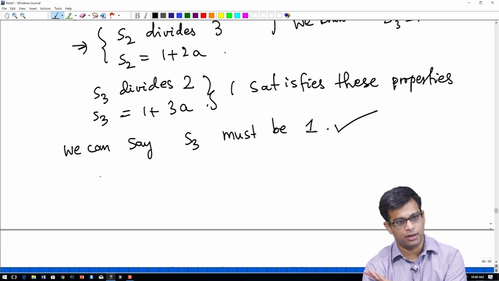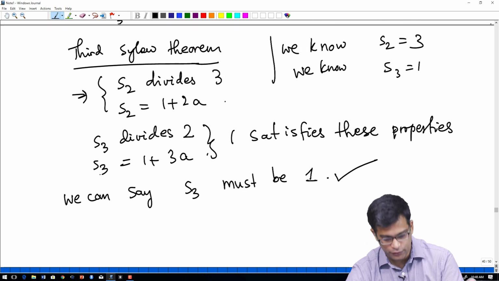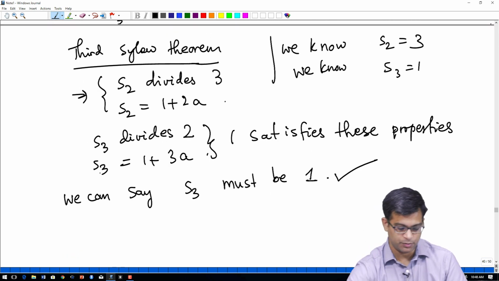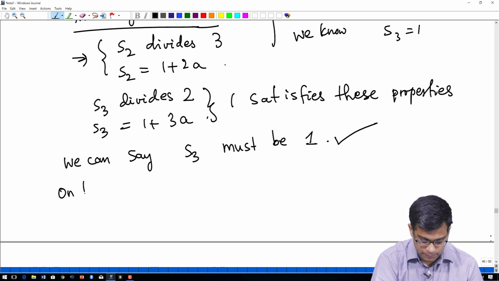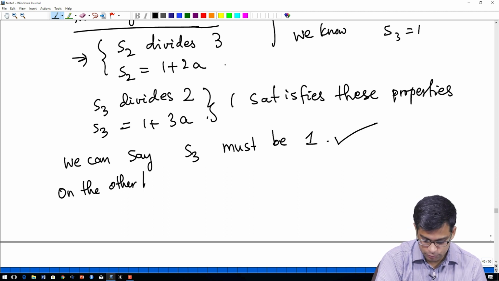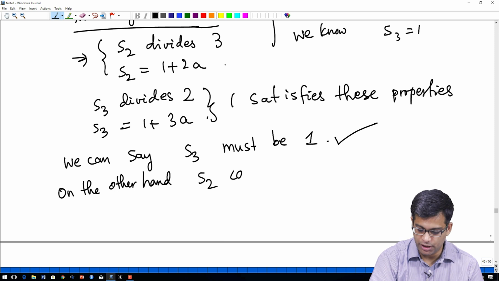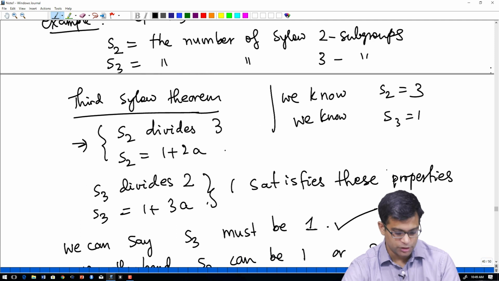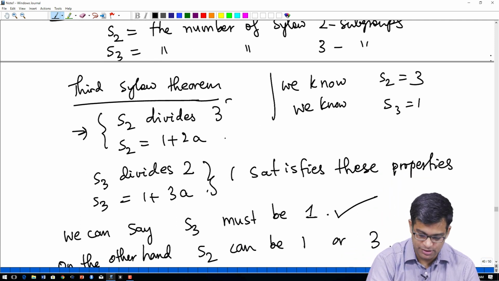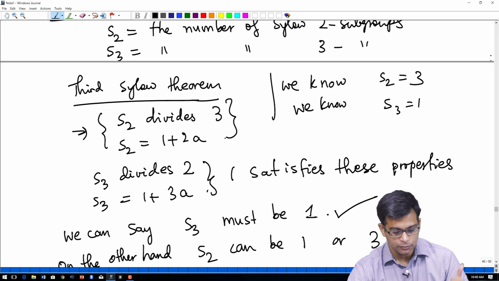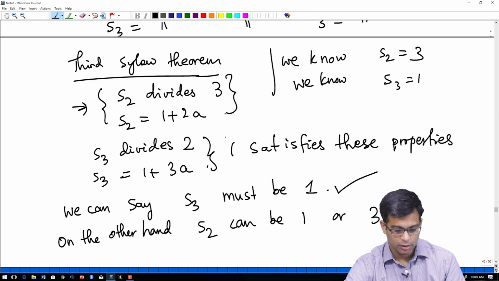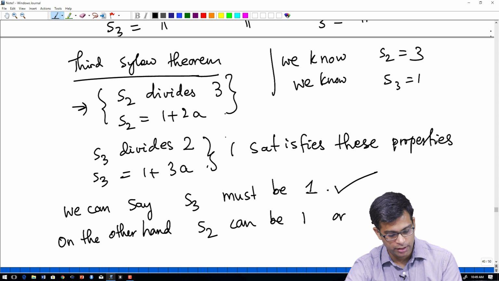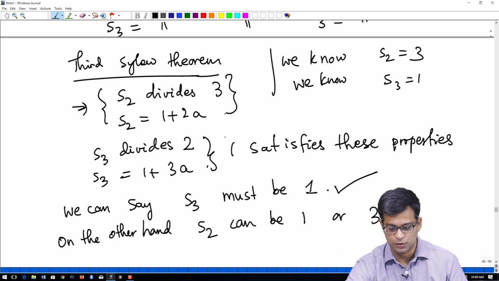This holds immediately no matter what the group is, even if you did not know that it is S3, S3 must be 1. On the other hand, S2 can be 1 or 3. Why is that? Because remember the conditions are S2 divides 3 and S2 is 1 plus 2a. Certainly 1 has these properties, because 1 divides 3 and 1 is of the form 1 plus 2 times 0, and 3 also has this property, 3 divides 3 and 3 is of the form 1 plus 2 times 1.